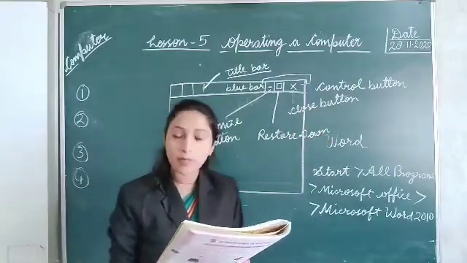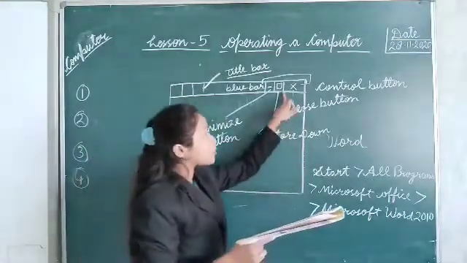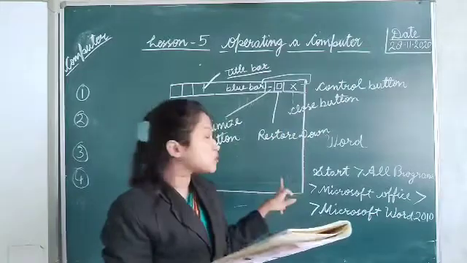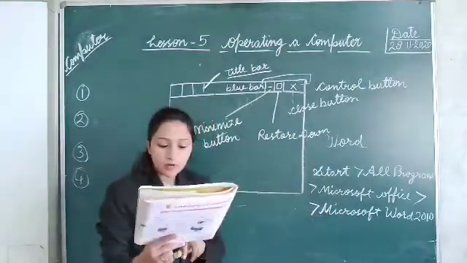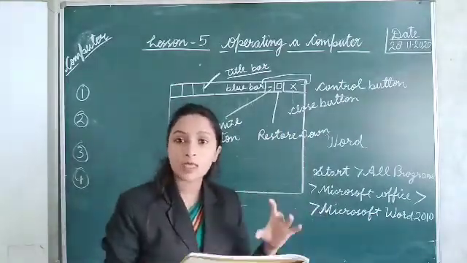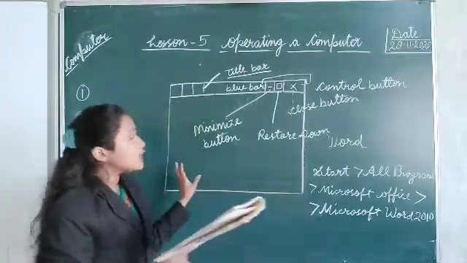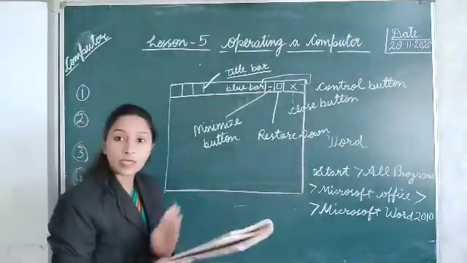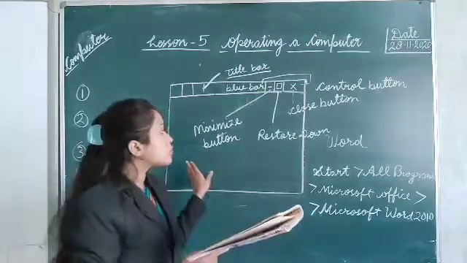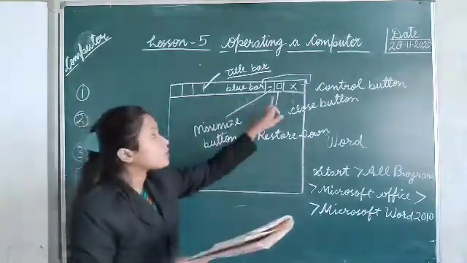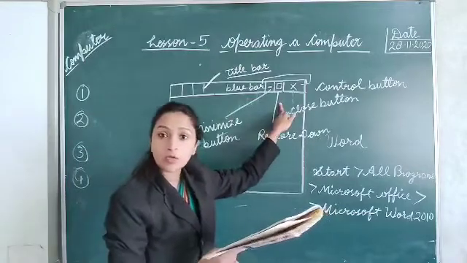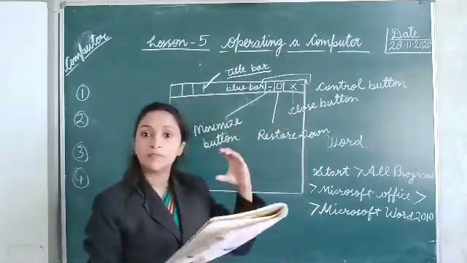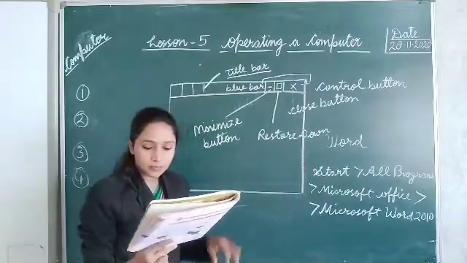Click on the middle button, restore down. It means the Word window will become smaller in size. If you want to decrease the size of your Microsoft Word, you can. How? You have to click on restore down. After that, the Word window will become smaller in size.